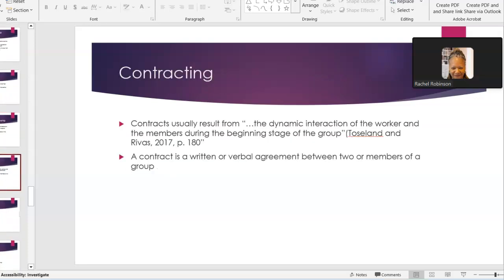Then you have contracting. It's formalizing, it's solidifying the relationship between the worker and the members. And it usually happens during the beginning stage of the group, but contracting is something that can also happen during the planning process. And what Toseland and Rivas talk about with contracting is a written or a verbal agreement between two or more members of the group.